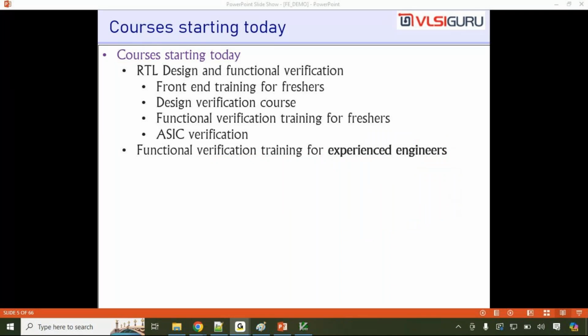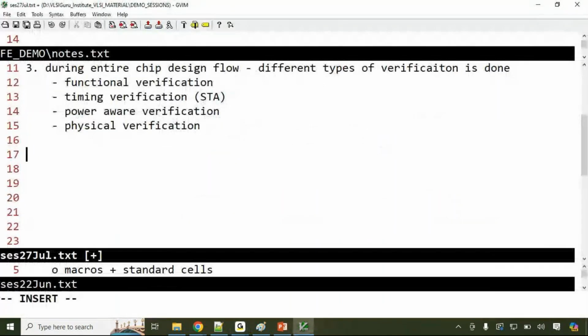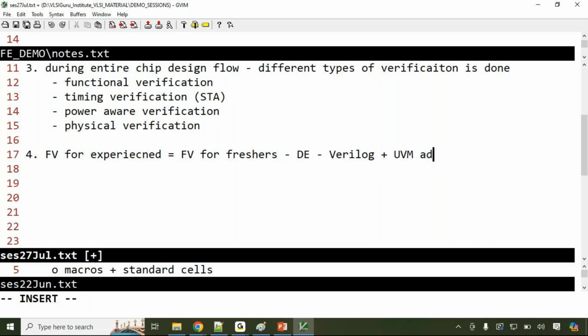So in summary, functional verification for experienced is the same as functional verification for freshers, minus digital electronics, minus Verilog. There won't be any Verilog, plus UVM advanced course, which is not required for freshers. For a fresher, UVM basics course is sufficient, what we call UVM essentials. That would be sufficient for you. You don't need to do advanced level of UVM. But for an experienced person, advanced level of UVM is required. Okay. So this is the experienced course basically.